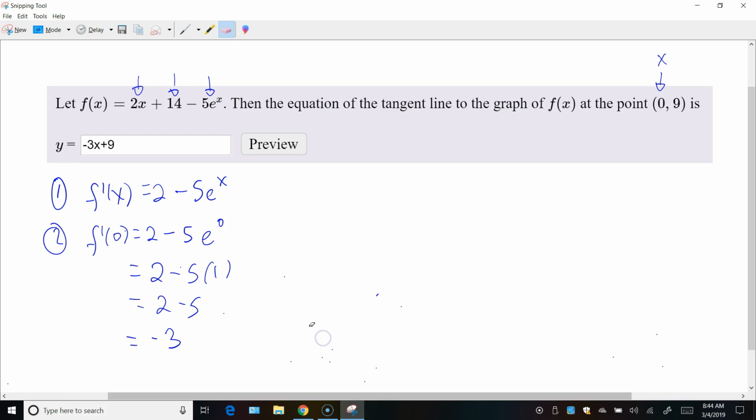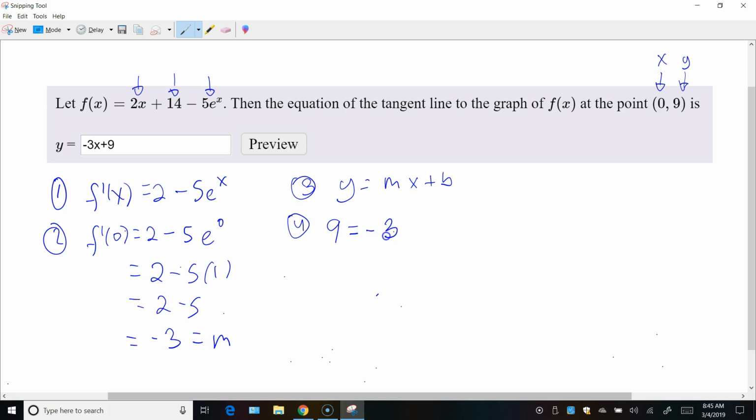Once you know that the value of the derivative at 0 is negative 3, at step number 3, you use y equals mx plus b, and you plug in the point again to find the value of b. Notice, look at the point, the y equals 9. So you put that in this position right here, this is 9. The value of m is the same right here. The value of m is negative 3. It's the value of the derivative at 0.